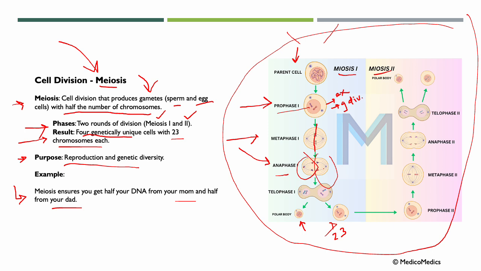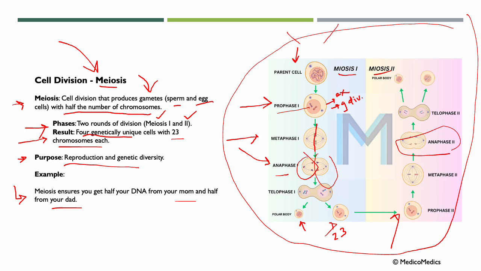Then we have meiosis 2, and this is called the equational division. This is where sister chromatids separate. So meiosis 2 is actually very similar to mitosis. In anaphase 2, the sister chromatids of each chromosome are pulled apart to opposite poles.